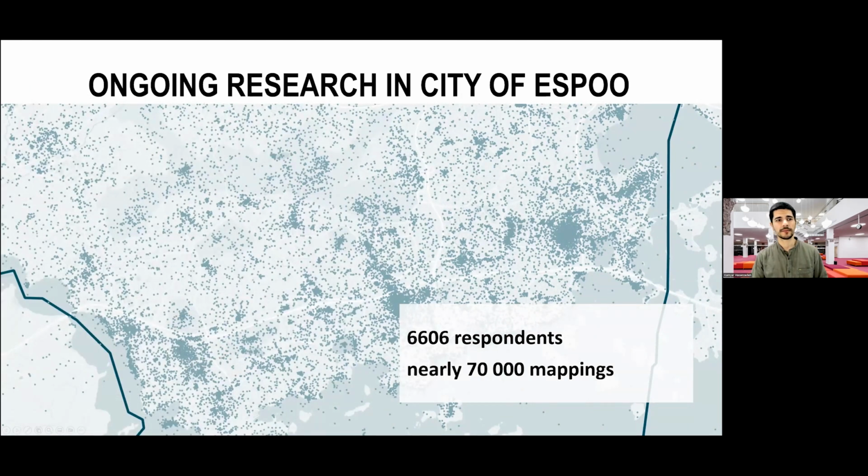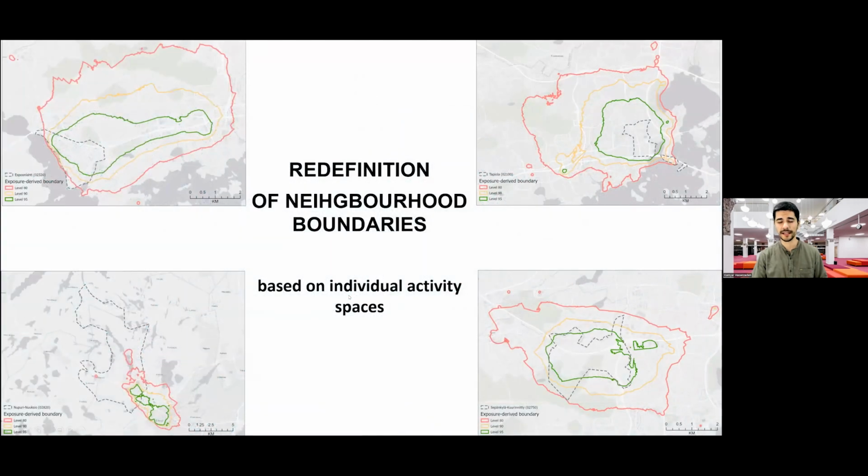And quickly about some of our ongoing work, we have recently collected PPGIS data from Espoo. The data is quite big. This gives you some idea how effective PPGIS can be for data collection. We had around 6,600 participants, and altogether they made 70,000 markings. So that's a very large data set to work with. You see a screenshot of the data here. It's a very nice data set to do different kinds of analysis with.